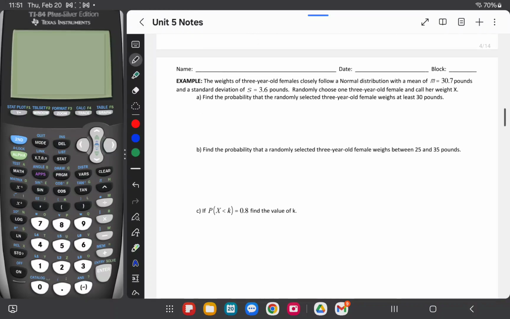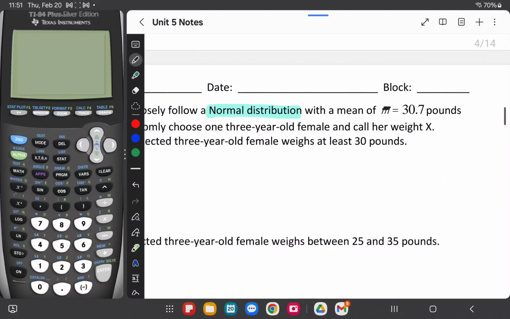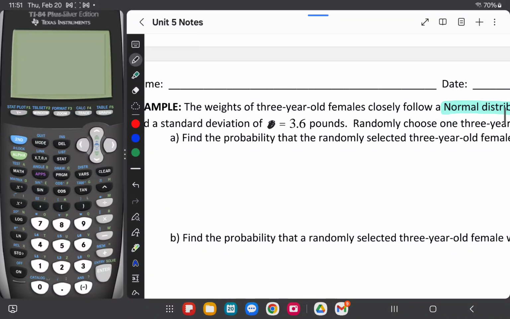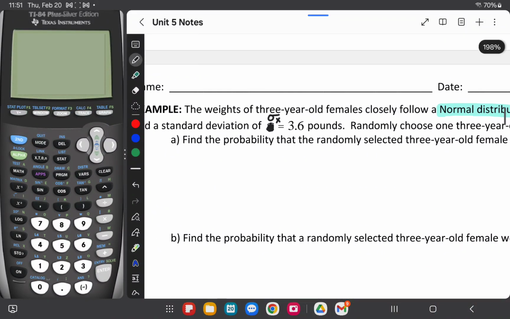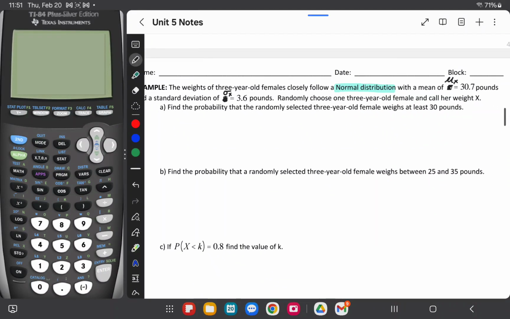To do so, let's look at the weights of 3-year-old females, which closely follow a normal distribution, that's nice, with a mean of 30.7 pounds and a standard deviation of 3.6 pounds. Randomly choose one 3-year-old female, and let's call her weight X. First of all, again, just with some notation stuff here with the way these notes are printed, this should say the mean of X, mu sub X, and over here, S, this should be sigma sub X. So just real quick to make sure we are using the correct notations, I wanted to make sure that those were fixed.